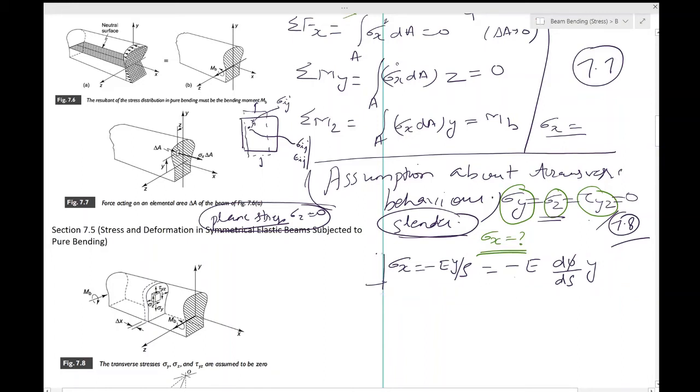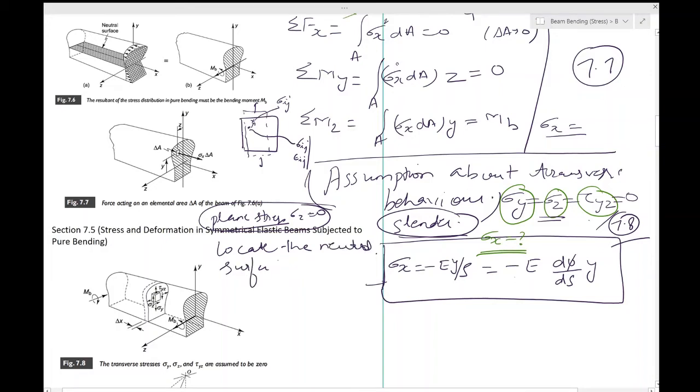So the neutral surface seems to be having quite a ball, right? All the other stress components were 0, and the only non-zero stress component sigma x would also be 0 at the neutral surface. Now the last part which we would want to study in this section is how to locate the neutral axis or neutral surface as such.